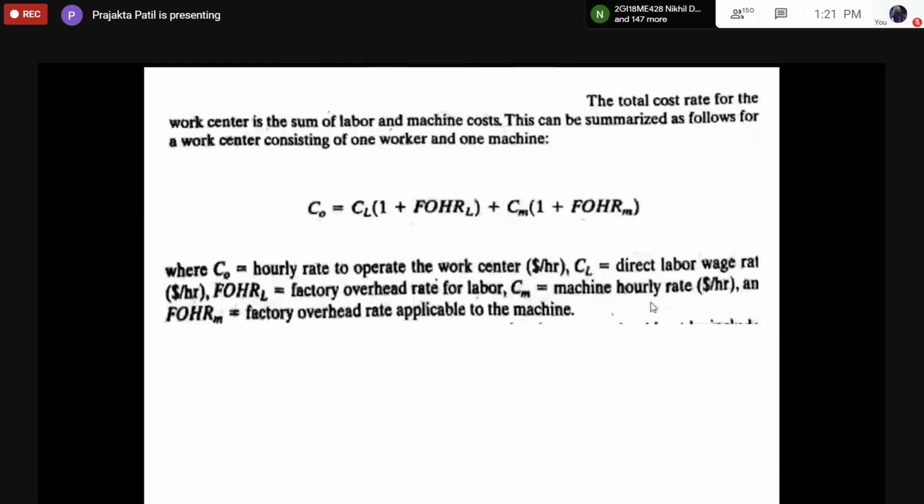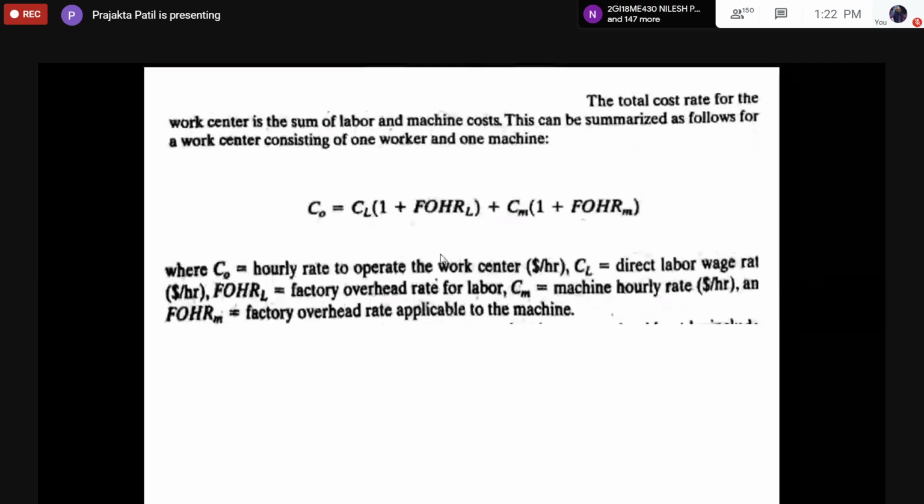Okay, so one thing you need to know here is that in this we are only considering the factory overhead rates. Okay, we are not including the corporate overhead expenses.